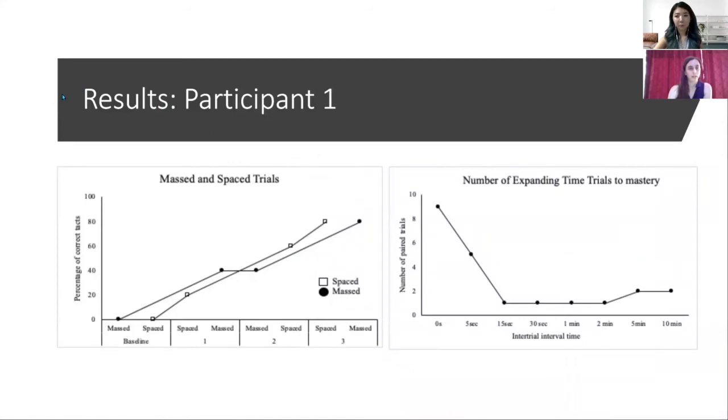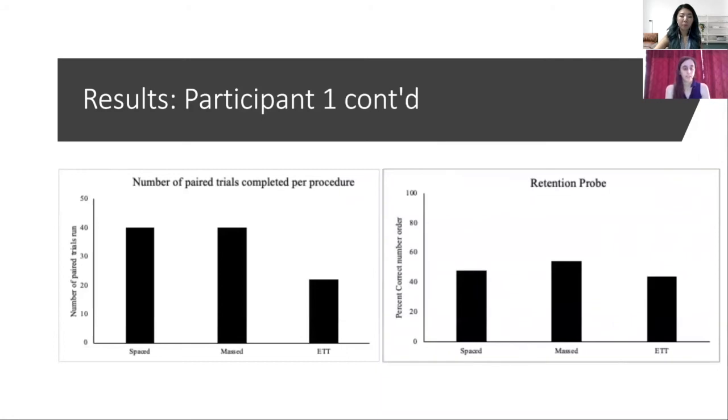The results for our participants are as follows. For participant 1, once again, baseline at 0. And this participant did not reach mastery criteria for mass or space or expanding time trials. Similar to our pilot participant, started off with a high number of trials and then decreased as time went on for mastery criteria for each of those timed intervals. Number of paired trials to complete each procedure, space is 40, mass is 40, and expanding time trials is 22.